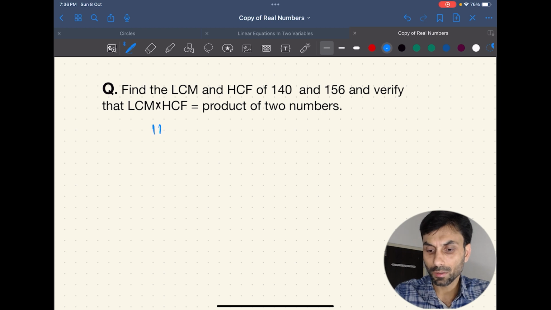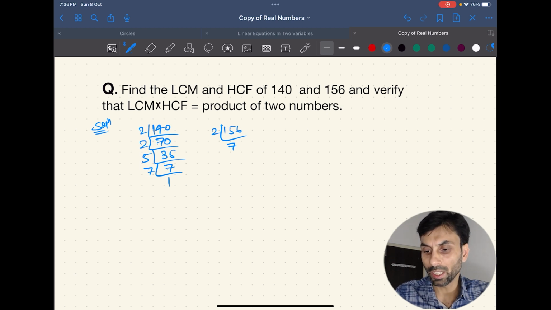As the numbers are 140, if you prime factorize 140, it is divisible by 2. It goes 35 times. Then 5: with 5 it goes 7 times, and with 7, 1 time. Now if you take 156, we can divide it by 2. 2 sevens are 14 and 2 eights are 16, so it goes 78 times. Then further we can divide it by 2. It goes 39 times. Then it is divisible by 3, 13 times, and 13, 1 time.